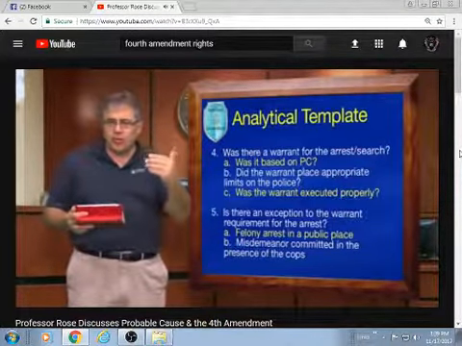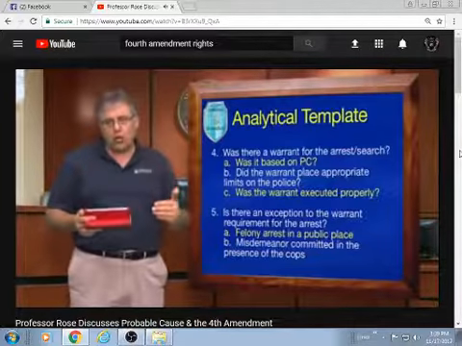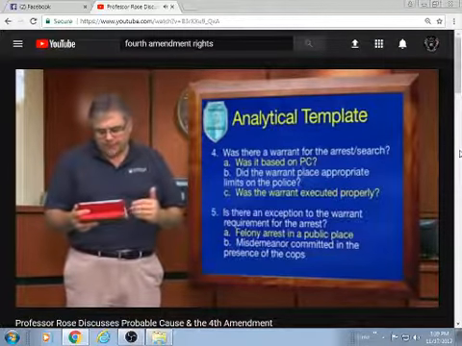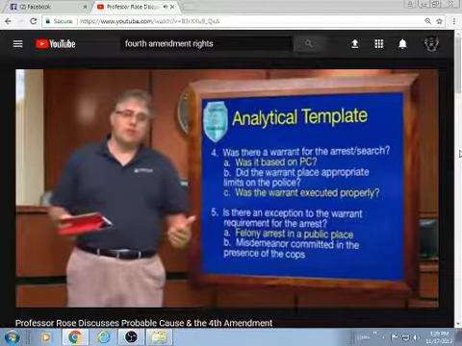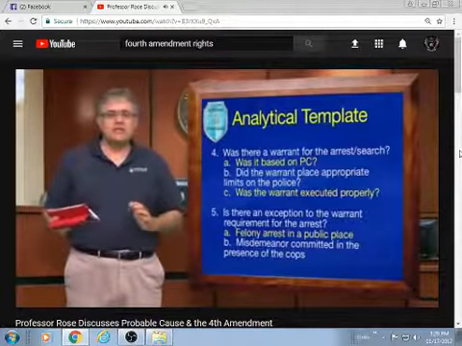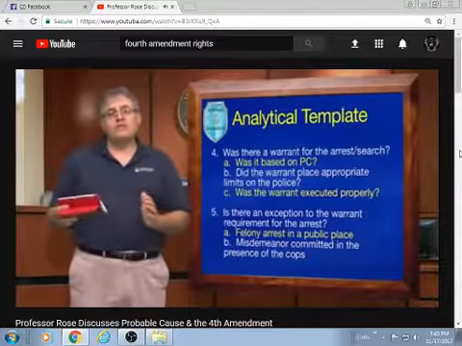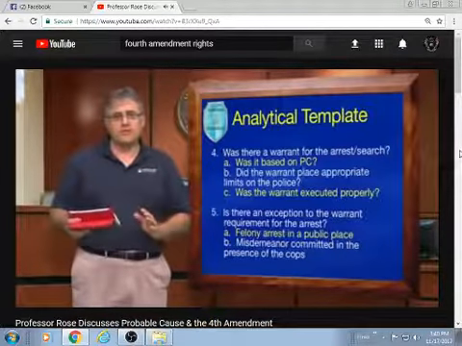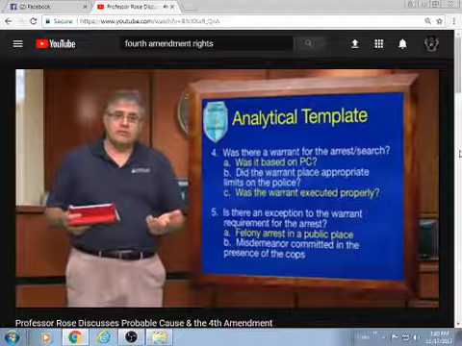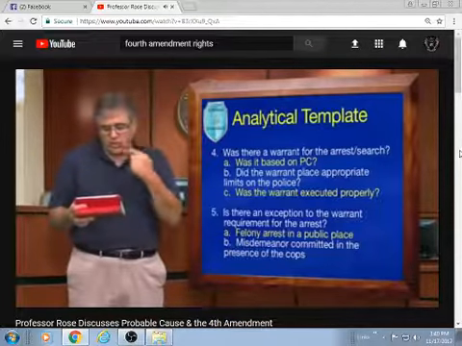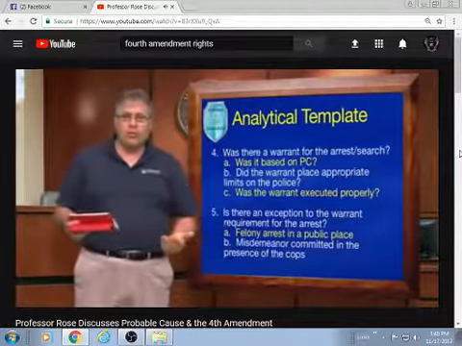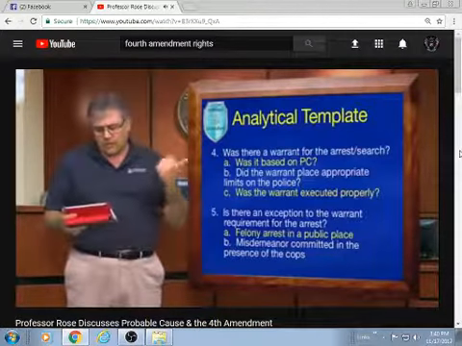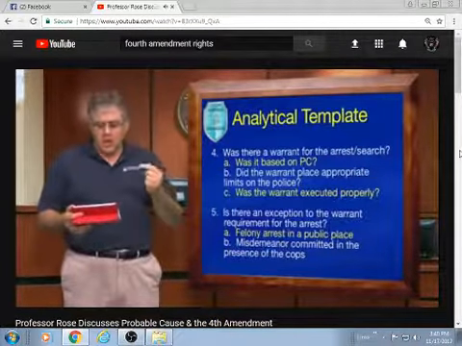And once I've determined whether or not there was a warrant and was the warrant appropriately executed, I then look and say, okay, well, maybe there wasn't a warrant. Maybe because of the situation involved, it wasn't feasible. It wasn't possible for the cops to get a warrant in order to do their job. So I start looking at the exceptions to a requirement for a warrant when I want to arrest someone. And that's our 5th step. We've got it right up here on the slide.